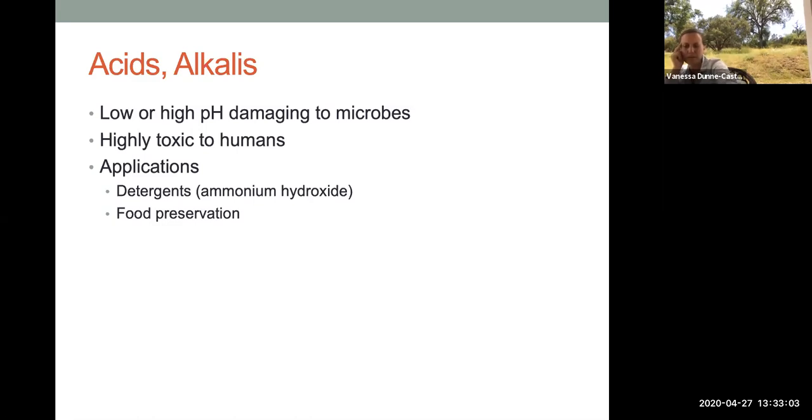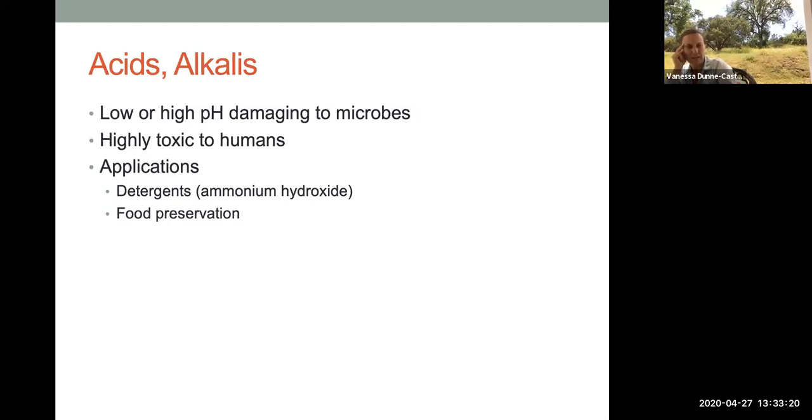So this kind of goes back to our chapter 6 when we talked about acids and alcohols, and then chapter 7 for metabolic activities. So it kind of goes back to everything we talked about.